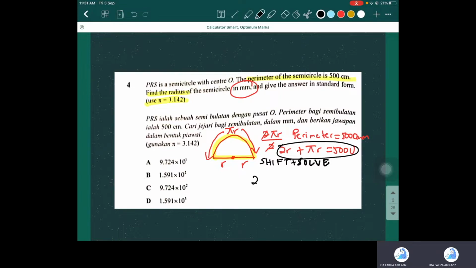Okay, caranya dalam calculator kita akan type macam ni tau. Tempat R kita akan tulis X, 2X plus pi ni tukar pada 3.142 terus, 3.142 X equal 5000. So this is what we are going to insert in the calculator supaya nanti kita terus dapat X. Jom kita tengok macam mana masukkan. Okay, so kita masukkan 2X plus 3.142X equal 5000.